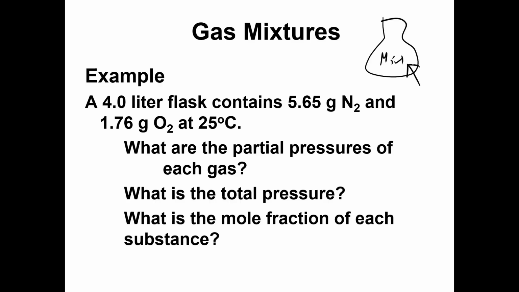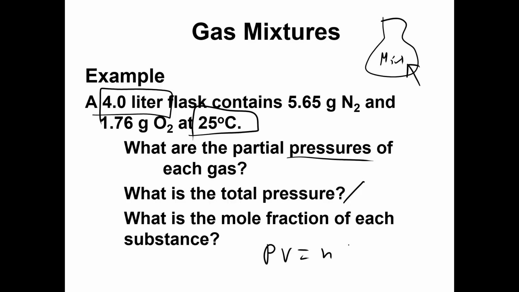And so the mixture has a total temperature of 25 degrees. And this is a 4-liter flask, so we know its volume. And so we want to know what the partial pressures are of each gas. And so on the way there, we need to, of course, figure out the total pressure. And if we want to know the number of moles, PV equals nRT, right? We don't know what n is, but we can certainly use the masses and the molecular weights to figure that one out, right?